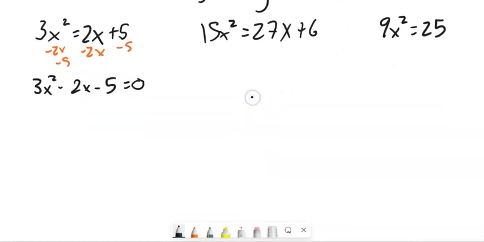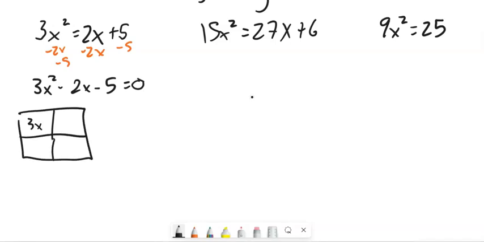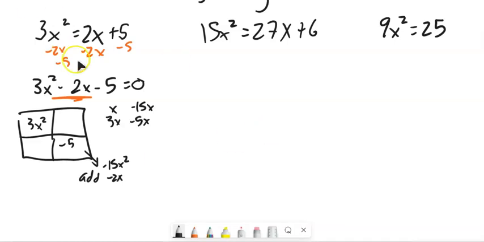I'm going to factor this thing. There's a 3x squared, there's a negative 5. I've got to multiply to negative 15x squared, and I've got to add, remember I'm adding to that middle term, negative 2x. What multiplies to negative 15x squared and adds to negative 2x? You might see it right away, but I'm just going to be methodical. x and negative 15x multiplies, nope. 3x and negative 5x multiplies. That works, that adds to negative 2x.